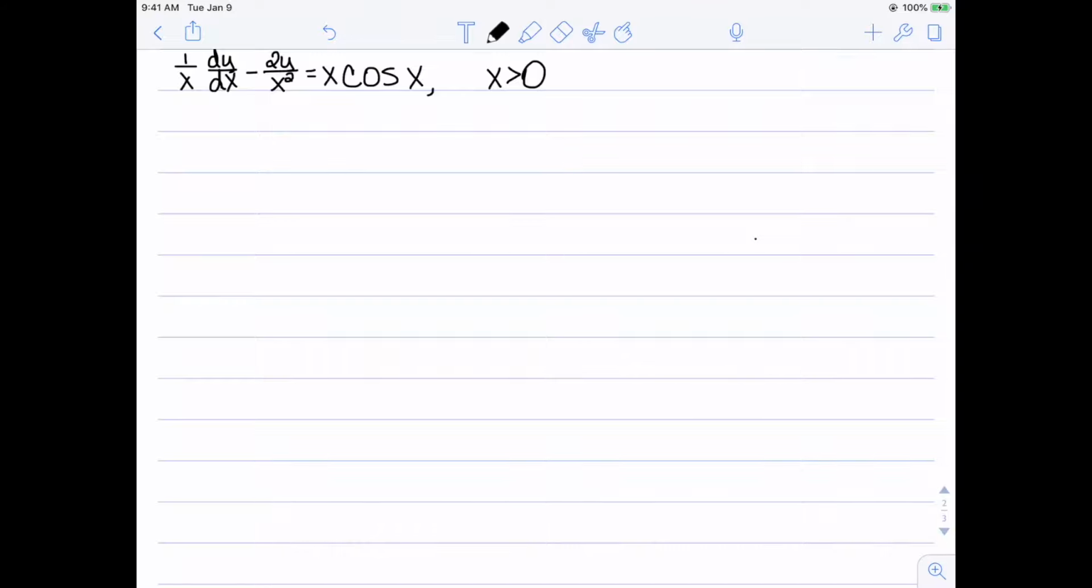So my first one: 1 over x times dy/dx minus 2y over x squared is equal to x cosine x. I need to start by putting this into standard form. So I'm going to multiply through by x. That then gives me dy/dx minus 2y over x is equal to x squared cosine x.